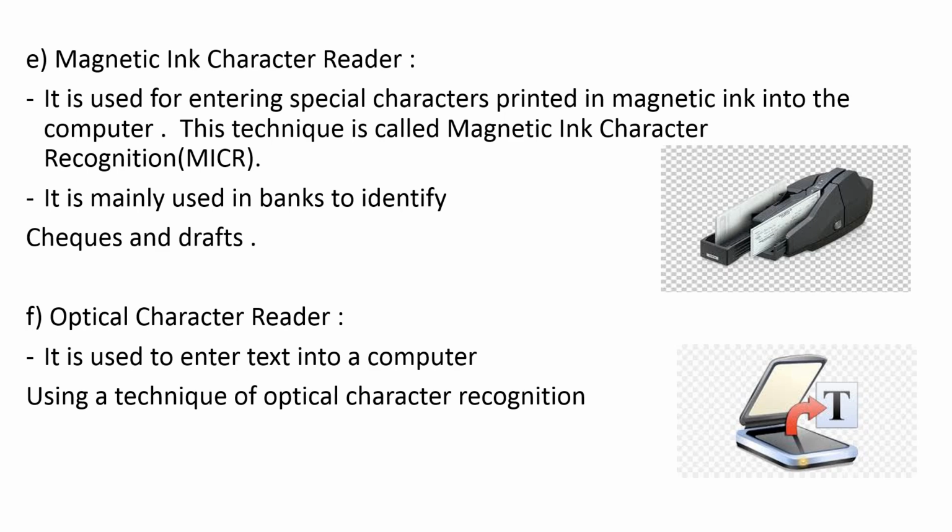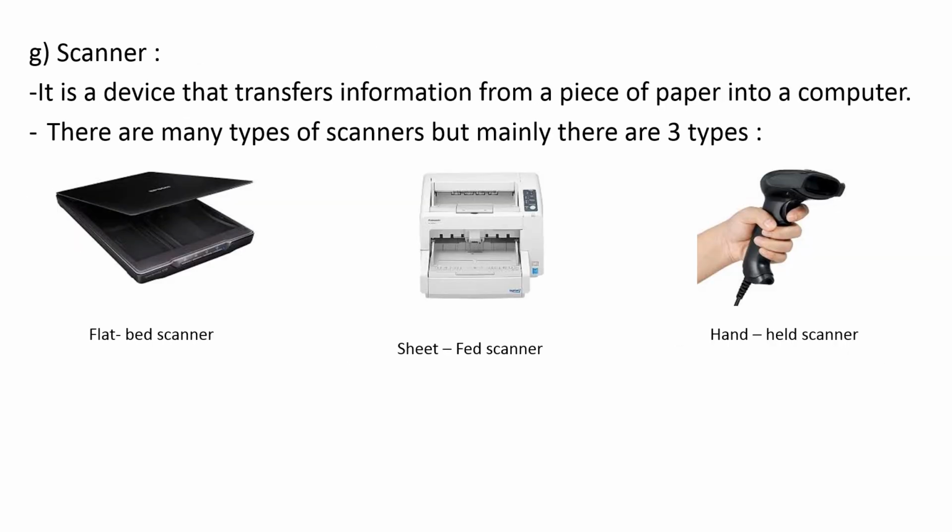Okay, fine. Understood now? It is used to enter text into the computer using a technique of optical character recognition. Now, the next device that we are going to study is the scanner. It is a device that transfers the information from a piece of paper into a computer, and that piece of paper goes into the computer in the form of an image.